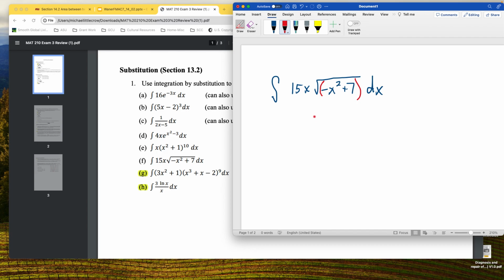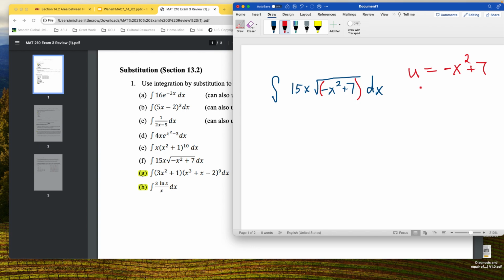So when you see something like this, look for those sort of telltale signs. Even if they don't say use substitution, which they probably will, it indicates that. So we want to make the u part the inside. Inside is a grouping of something, and whenever you've got a radical, the inside of the radical is your natural choice. So negative x squared plus 7, and once we choose something for u, that's the big decision.